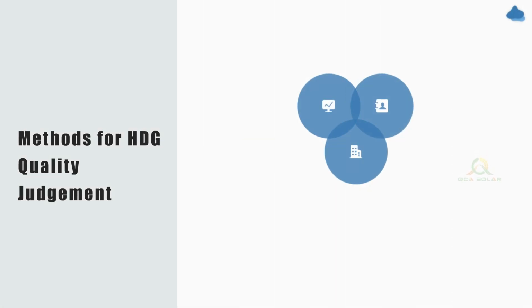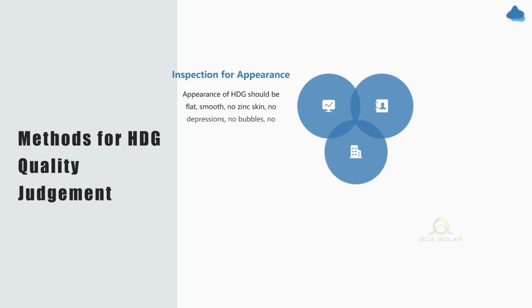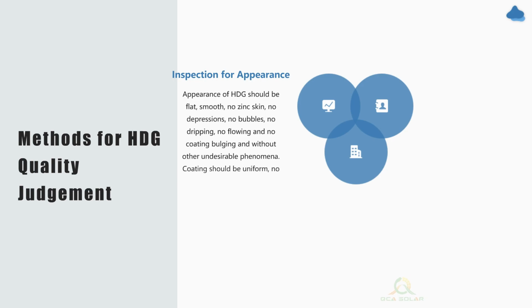Methods for HDG quality judgment. Inspection for appearance. The appearance of HDG should be flat and smooth, with no zinc skin, no depressions, no bubbles, no dripping, no flowing and no coating bulging, and without other undesirable phenomena. The coating should be uniform, with no bottoming out.